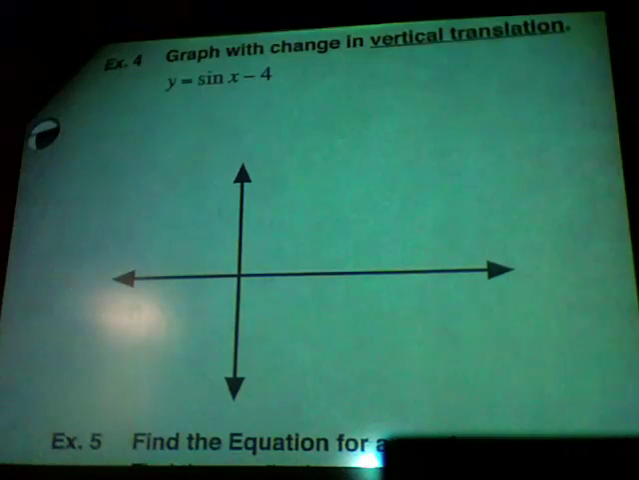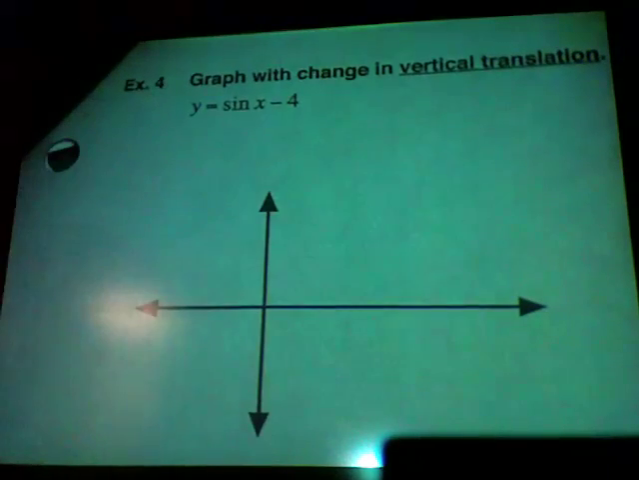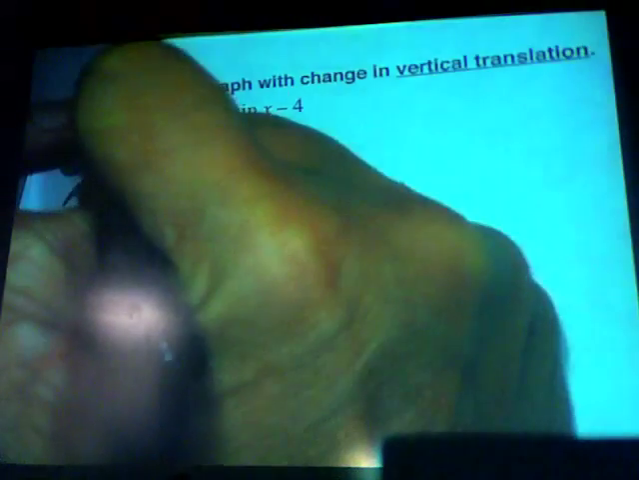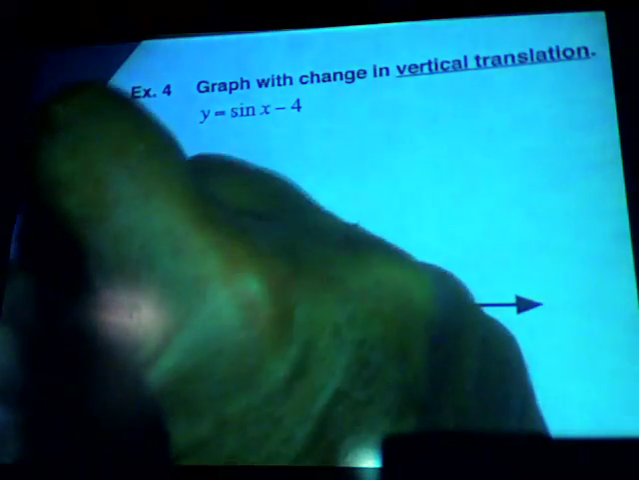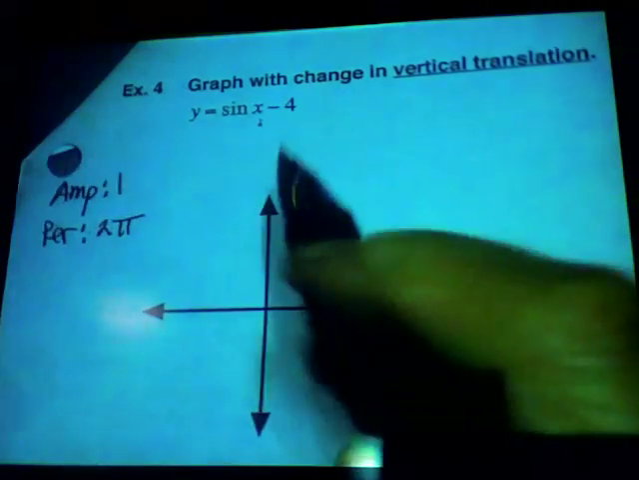Okay, so let's look at 4. 4 looks a lot less intimidating, doesn't it? There's no parentheses this time. So what does that -4 mean? Now that's a vertical translation, right? Up or down? Down, because outside the parentheses, it's the same sign. So what is our amplitude? 1. How nice, right? What is our period? 2 pi, because there's nothing in front of the x.